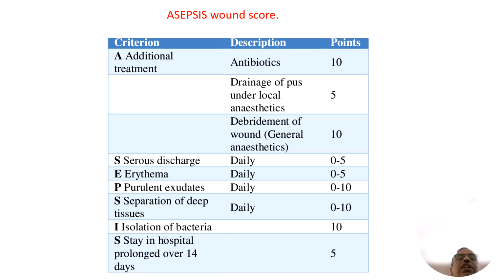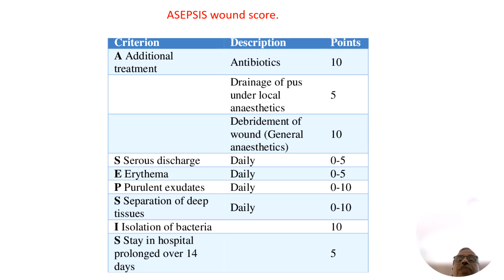So if you have additional treatment, which stands for A, additional treatment, antibiotics or drainage of pus under local anesthesia or debridement of wound, all these would be considered as additional treatment for surgical site infections, and for that, points are given. For example, if you're giving antibiotics for SSI, then 10 points are given. If you're doing a debridement, another 10 points are given. If you're doing a drainage of pus under local anesthesia, 5 points are given. Accordingly, if there's a serous discharge daily, then depending on the type of discharge, you can give 0 to 5 points. So like that, you give different points for these criteria and calculate the total.